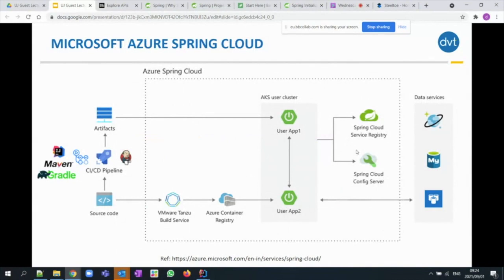Now, on the Azure front, Azure also lets you do microservices in a variety of ways. What I'm showing you over here is a very specific product or feature from Azure, called Azure Spring Cloud. The Azure guys, Microsoft, have partnered with VMware to build a platform as a service, and that's what is called Azure Spring Cloud.